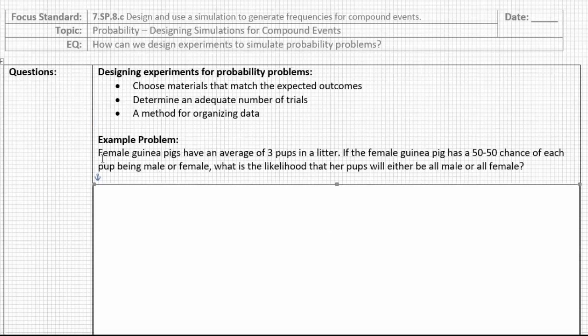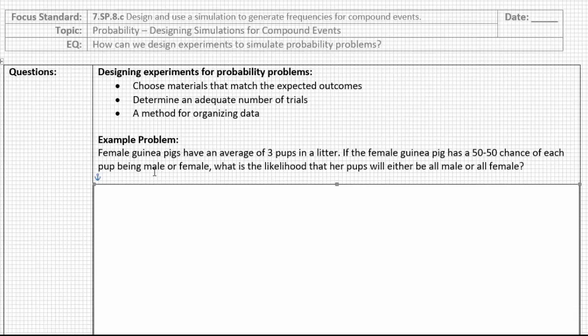So here's the problem. We know that female guinea pigs have an average of 3 pups in a litter, and if the female guinea pig has a 50-50 chance of each pup being male or female, what is the likelihood that her pups will either be all male or all female?